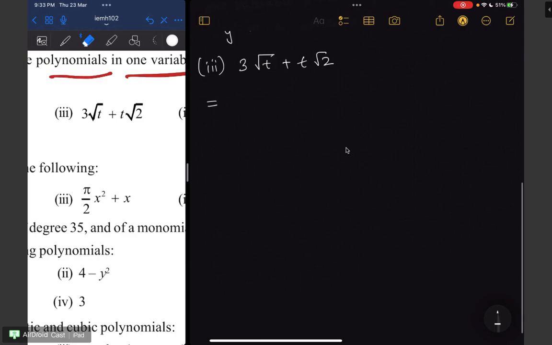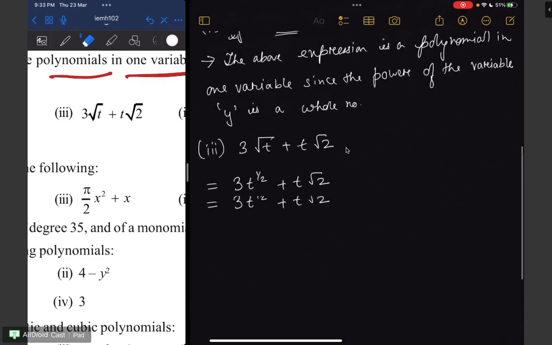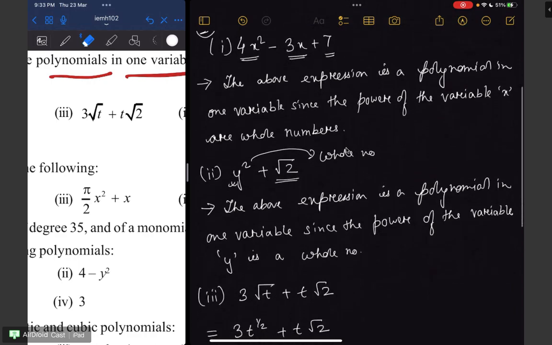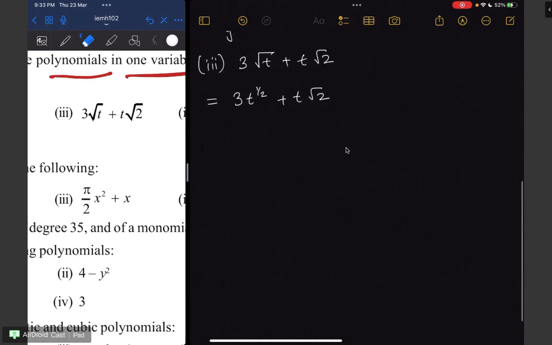But if I expand it, whenever there is a root, the power of the variable is half, plus t root 2. Now is half a whole number? No, we have already discussed that whole numbers start from 0, 1, 2, 3 like this, and there cannot be fractions in whole numbers. So here the power is half and it is not a whole number, therefore it is not a polynomial in one variable.